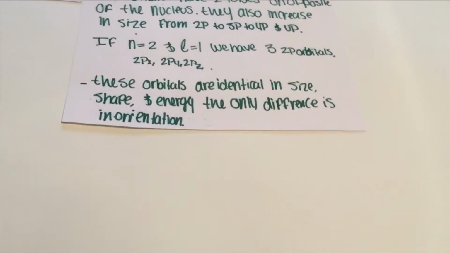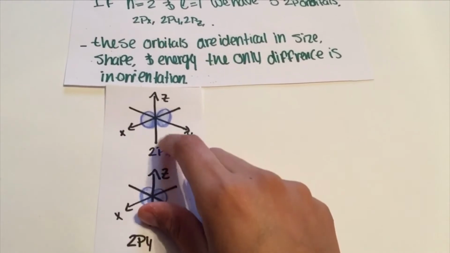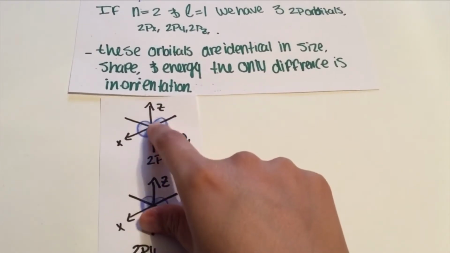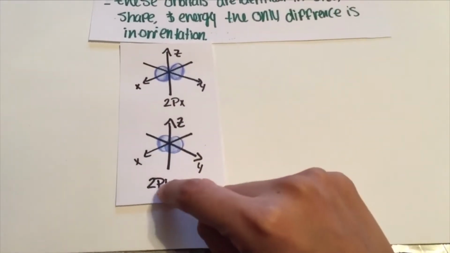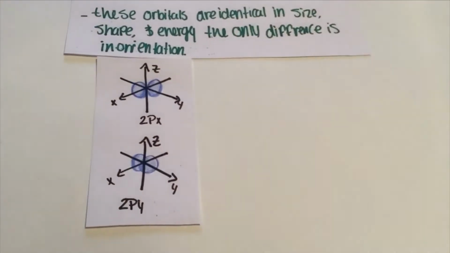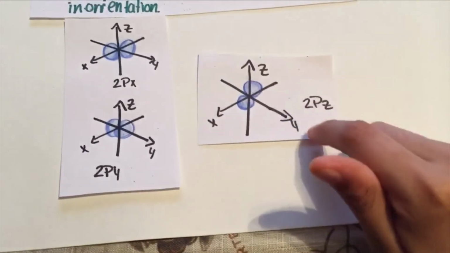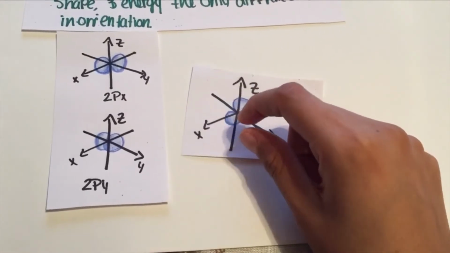I have some examples here. This is a 2px, which you can see has the 2 lobes aligned on the x-axis. And this is the 2py, which has the two lobes on the y-axis. And we also have the 2pz, which has the two lobes along the z-axis.